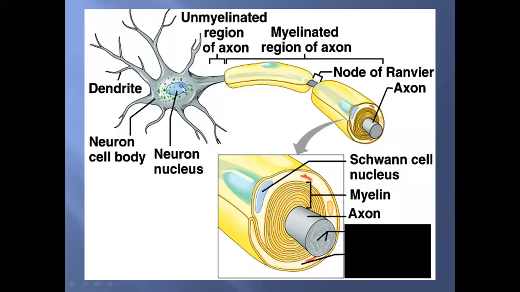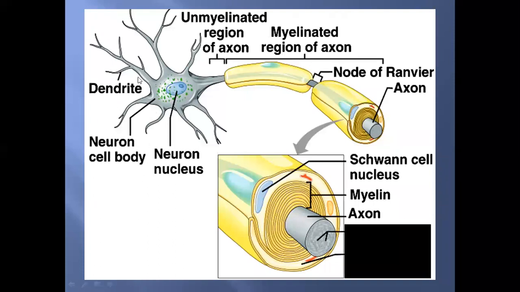Here you can see this is the neuron. This is the myelinated axon. Here are the Schwann cells. In between the Schwann cells there is a gap, which is called the node of Ranvier. And this is the axon, which is covered by a myelin sheath. In the peripheral nervous system it is formed by Schwann cells, while in the central nervous system this myelin sheath is formed by the oligodendrocytes.